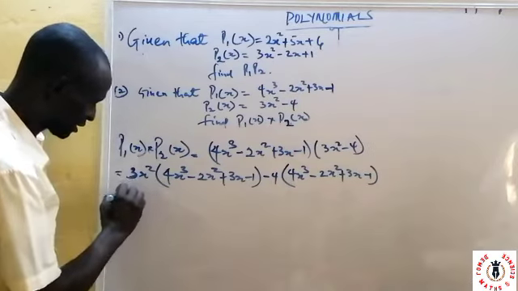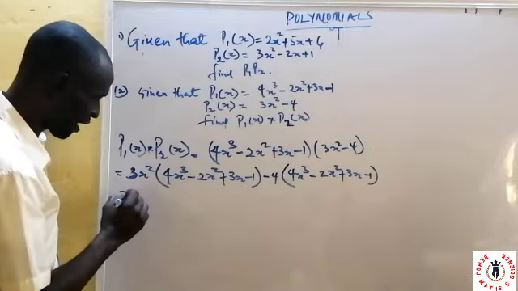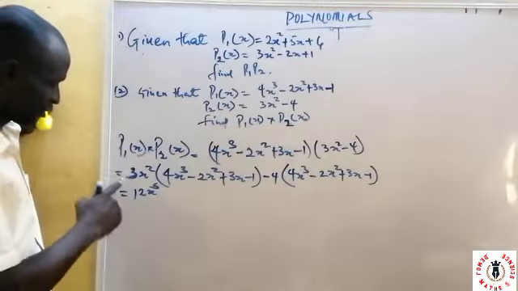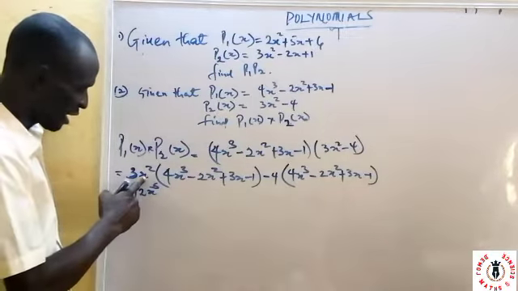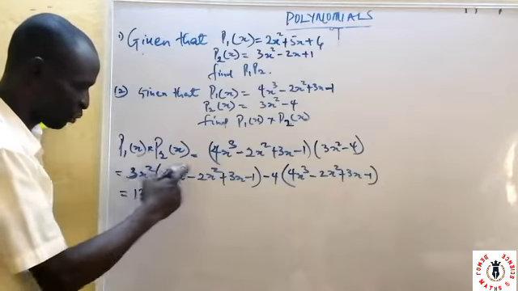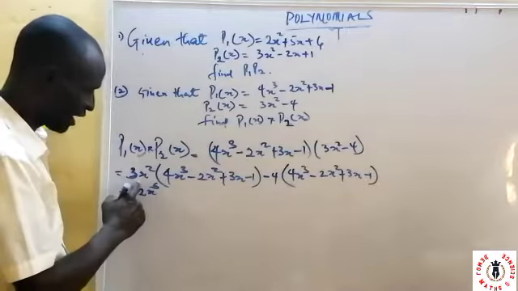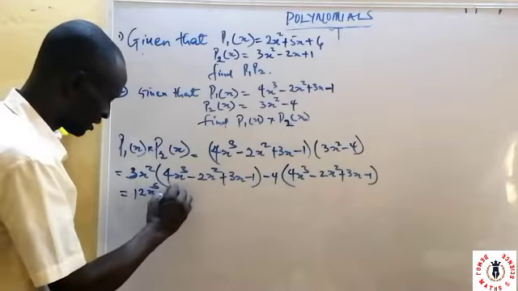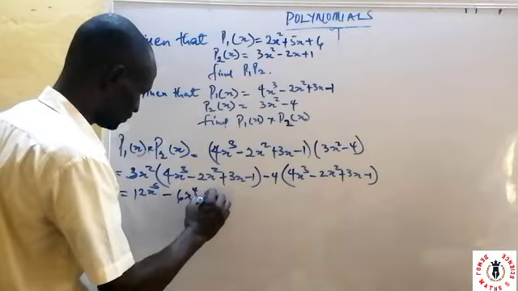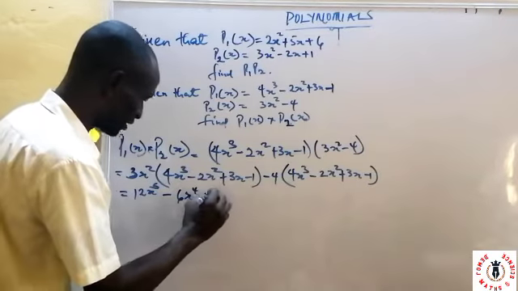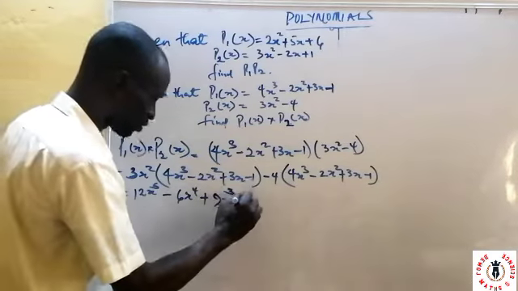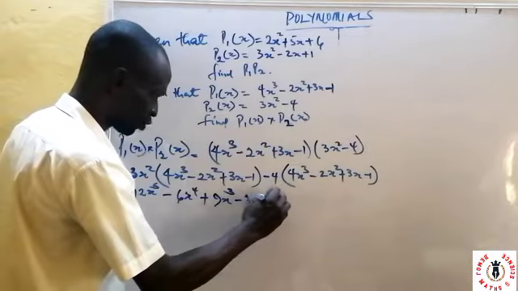So this is same thing as 3x squared times 4x raised to the power 3, that's 12x raised to the power 5. 3 times 4, that's 12. x squared times x cubed, from our laws of indices, we'll add the powers. 2 plus 3, that's 5. 3x squared times minus 2x squared, that's minus 6x raised to the power 4. Plus 3x squared times 3x, 9x raised to the power 3. 3x squared times minus 1, minus 3x squared.